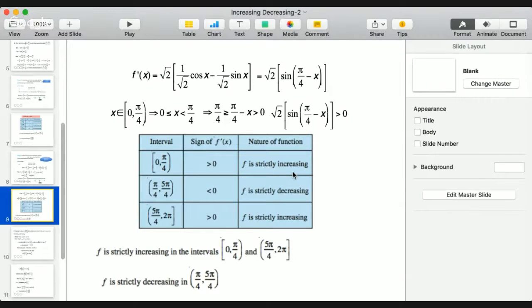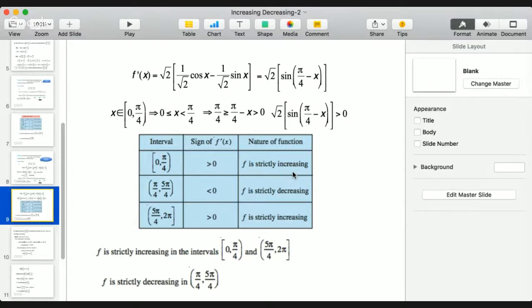One more thing which I thought could be done was that directly from f, in order to find which interval it is increasing in, we can say f dash of x is greater than 0. Right. And from there directly we can say root 2 sine pi by 4 minus x is greater than 0. And from there we can conclude that sine is positive in the first and the second quadrant. So in that particular interval, from that method also we can come to this same conclusion.